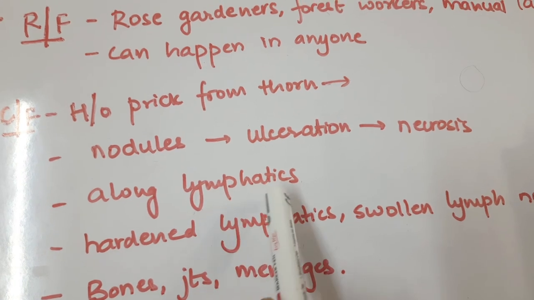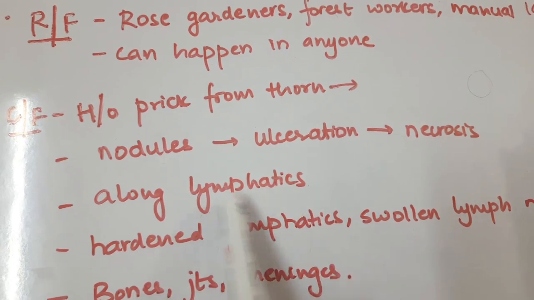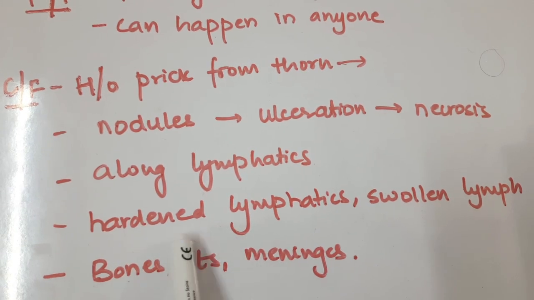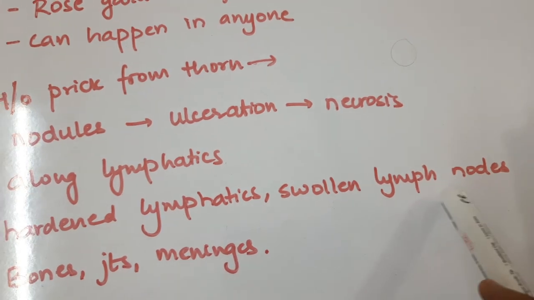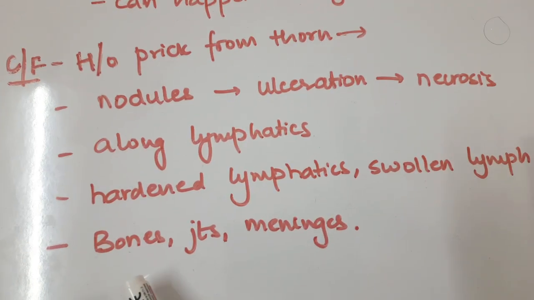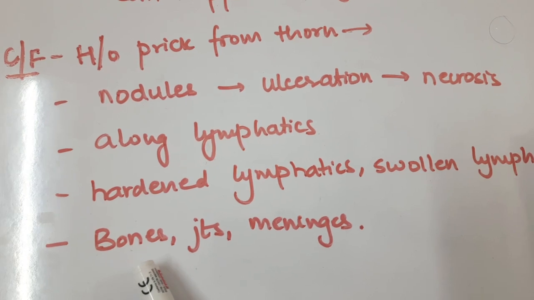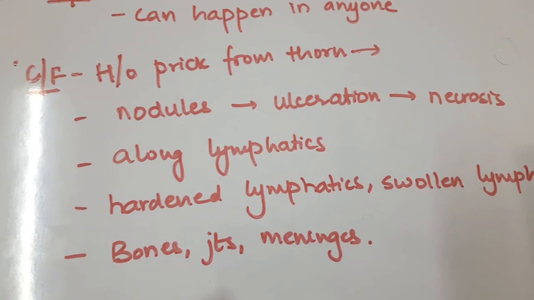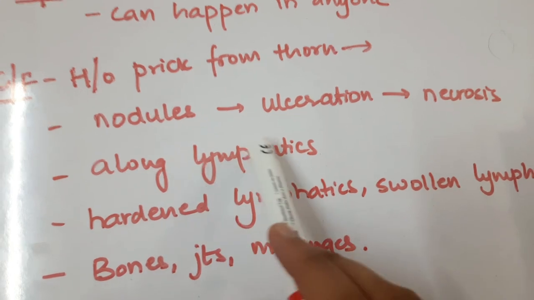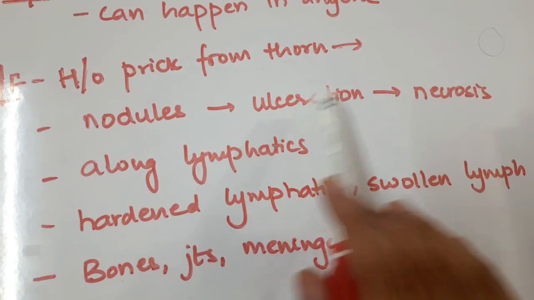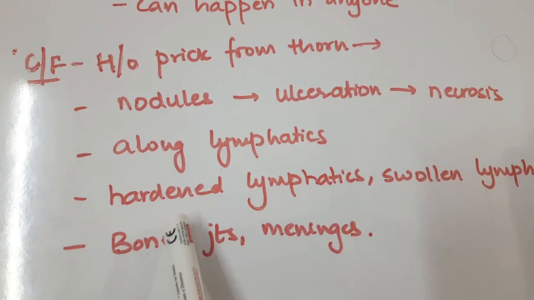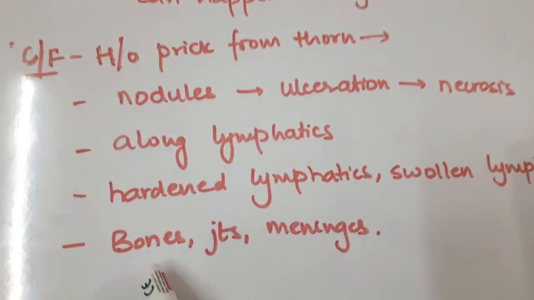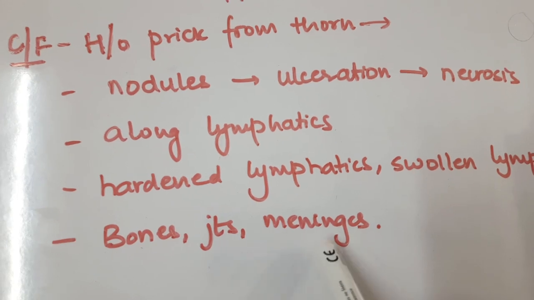lymphatics. The lymphatic channels are involved, and since the lymphatic channels are involved, the lymphatics will become hardened and it can go up to lymph nodes and cause swollen lymph nodes. A disseminated infection would involve the bones, joints and meninges as well. So these are the clinical features: nodules, ulceration and necrosis, which happen along the lymphatic lines. Along with that, the lymphatics also become hardened and lymph nodes are swollen, and it also extends to the bones, joints and meninges.